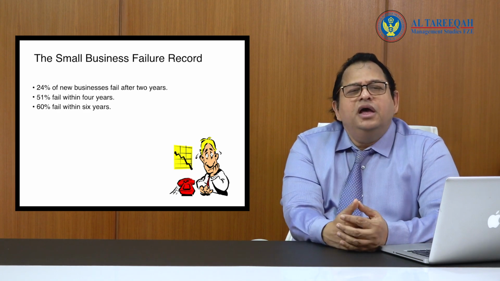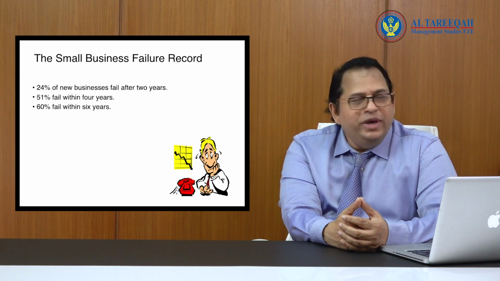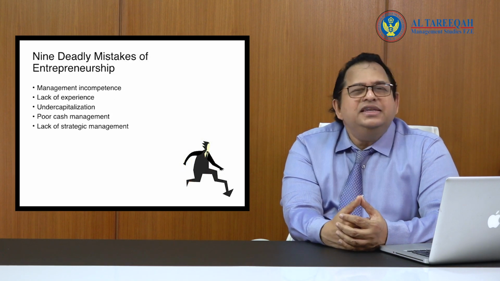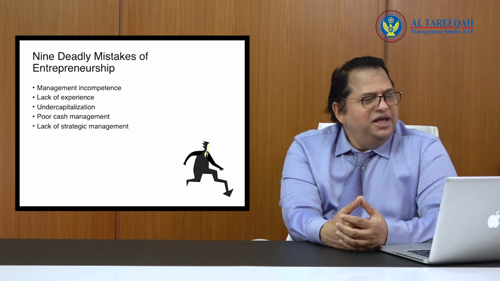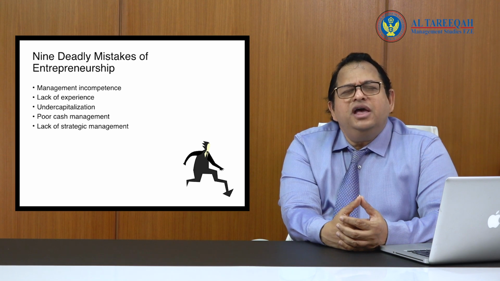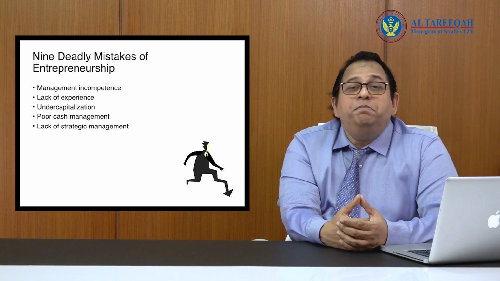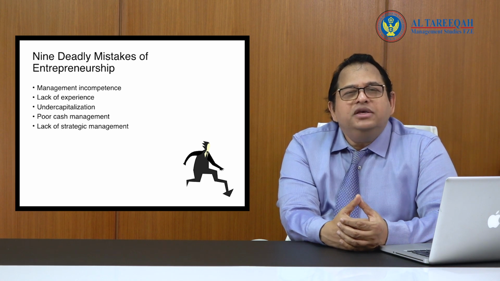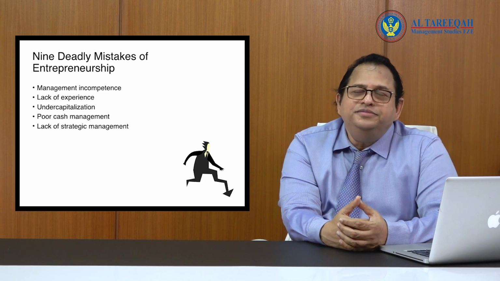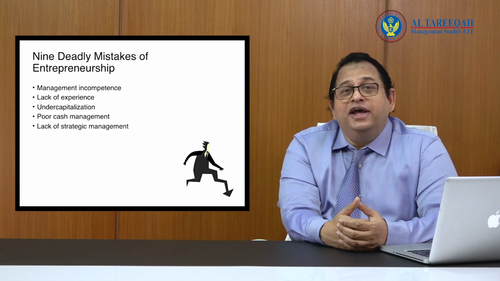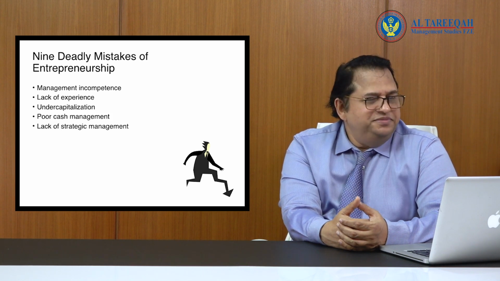Well, friends, everything has risk, including starting a new business venture. So let us talk about 9 deadly mistakes that entrepreneurs commit when they start their business. Number one, they have incompetent management. Remember, you will need people to discharge various responsibilities of the business. Try to get the best people on board, the right people for the right job. Competent management will ensure the success of the business.